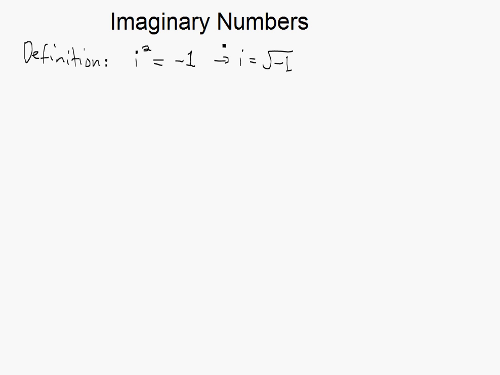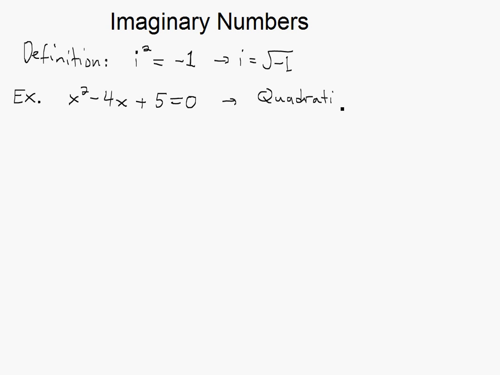Even though you can't have this with real numbers, we still have it because it comes up in equations that we can only solve by using this definition. So let's go with an example to illustrate this definition. Let's say you have a quadratic equation like this: x squared minus 4x plus 5 equals 0. If we were to solve this, we would use the quadratic formula.